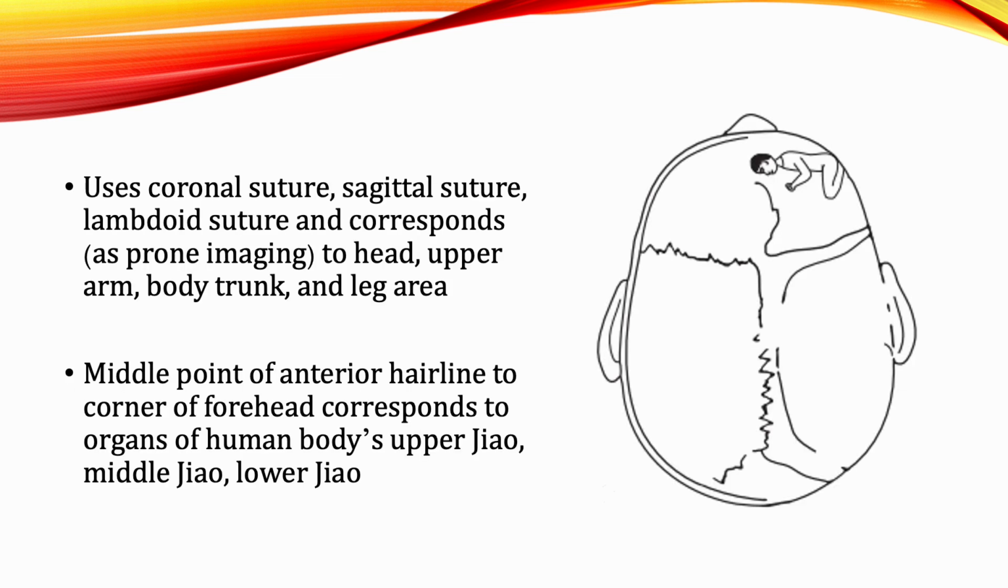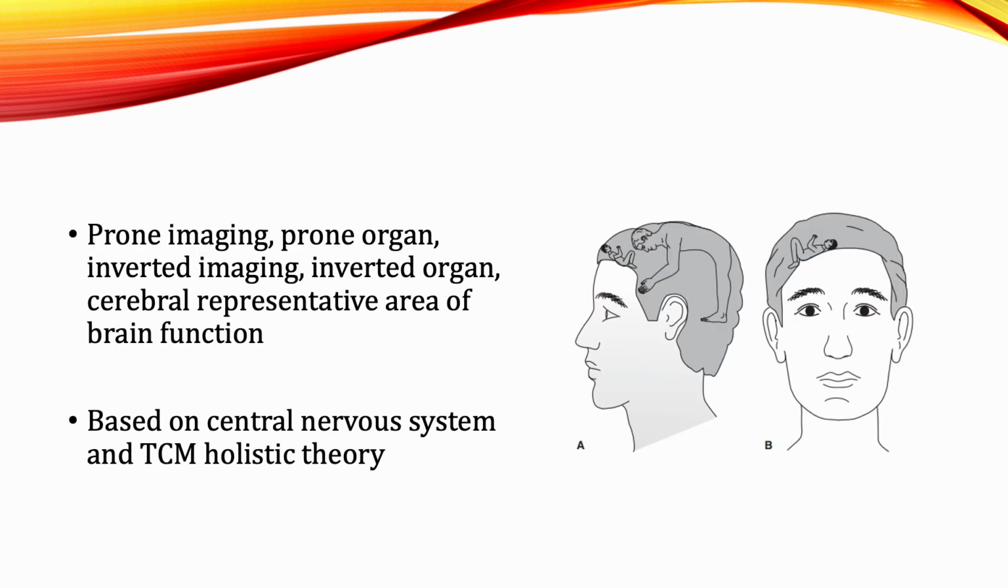This system uses the coronal suture, sagittal suture, and lambdoid suture and corresponds as prone imaging to the human body's head, upper arm, body trunk, and leg area. The middle point of the anterior hairline to the corner of the forehead corresponds to organs of the human body's upper jaw, middle jaw, and lower jaw.